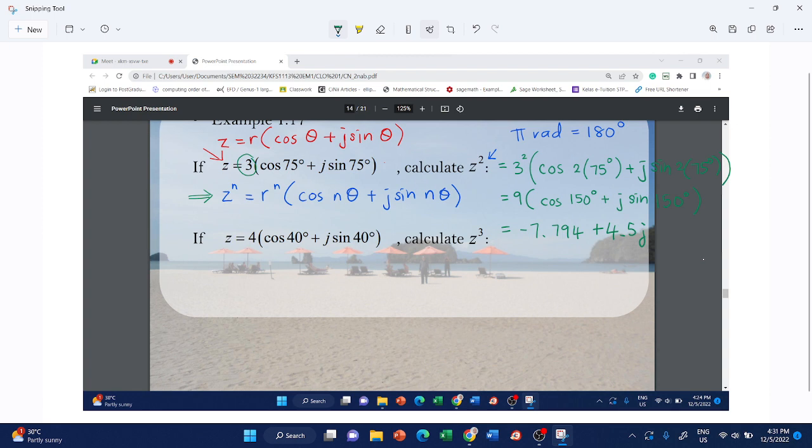Just make sure when you want to revise, make sure you understand what I'm saying just now about how to make sure your calculator setting is degree or radian. Okay?